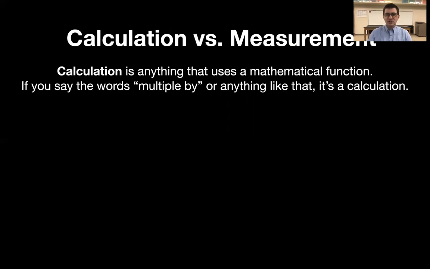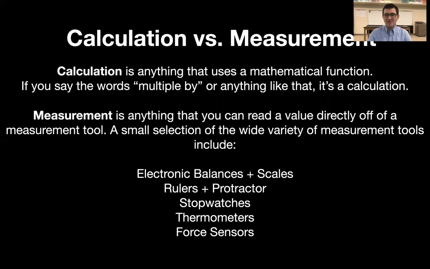So a calculation is anything that involves a mathematical function. So if you say multiply by, or square, or divide by, subtract, add, square root, anything like that, then you're doing a calculation. And calculations are fine unless the question is, how do we measure it? So if we measure it, then we have to do a measurement.